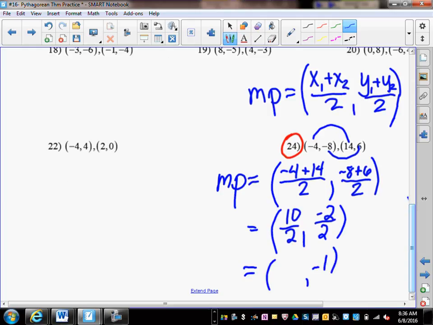So good, this is negative 1. What's 10 divided by 2? Very good. So my midpoint is 5, negative 1. And we're done.